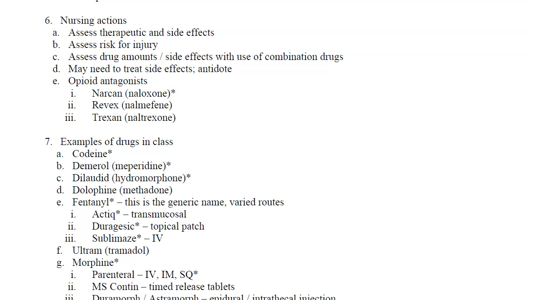So what we do for that is we give them antidotes. For that, we use opioid antagonists. The one that you have to remember is Narcan, or naloxone. This is a reversal agent. We have to make sure also that we assess the patient's respiratory rate.